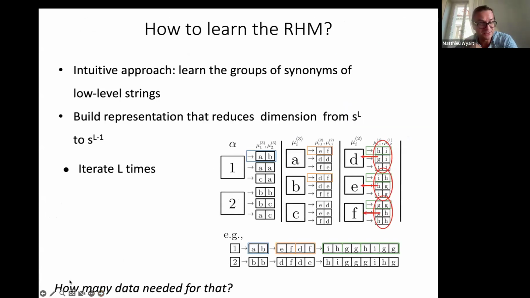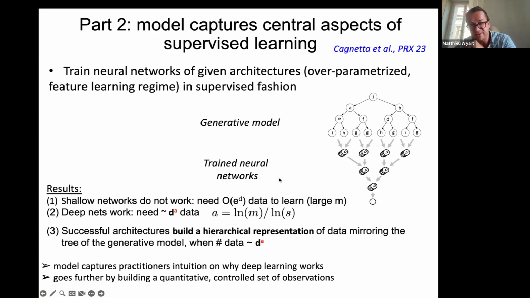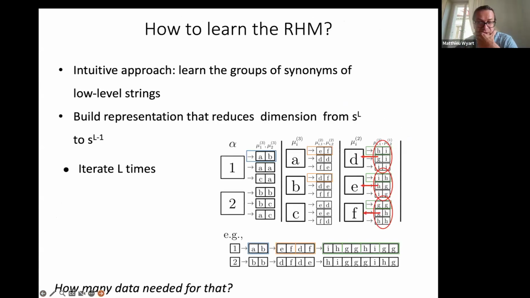So I have two slides to try to tell you, and it's important for what follows, where this exponent α comes from, a simple argument for it. So how should you learn a model like this? Well, the key thing is to understand the structure of synonyms. It's high dimensional, but if you understand that, for example, these three things, H, I, G, I, and I are synonyms, and that they all code for D, then you can, in this example, go from a string of dimension 8 to a string of dimension 4, if you can do this grouping. And then you're dealing with the problem of twice smaller dimensions.